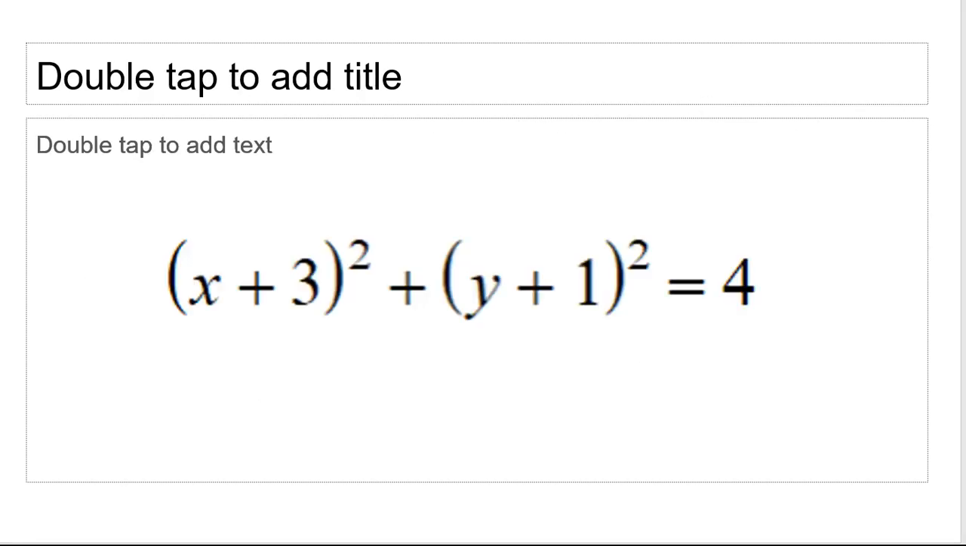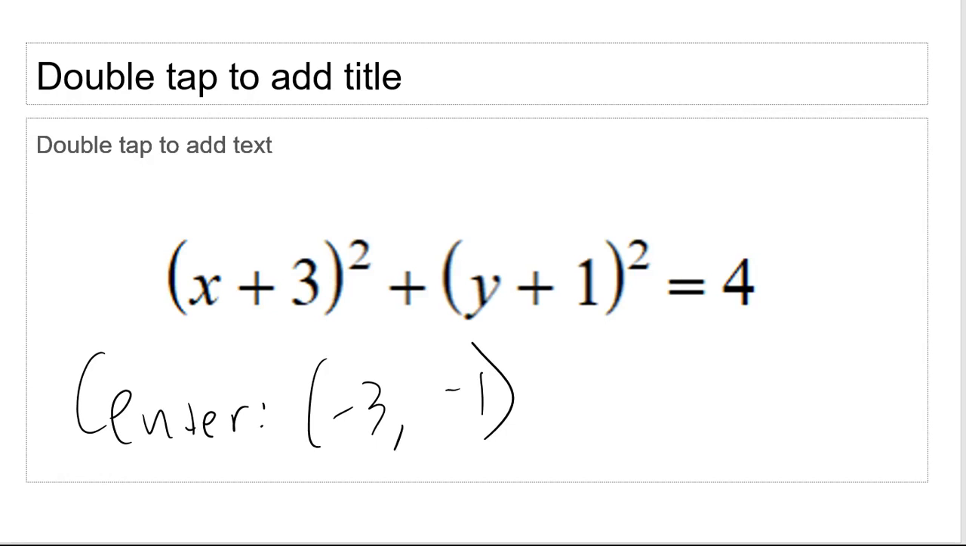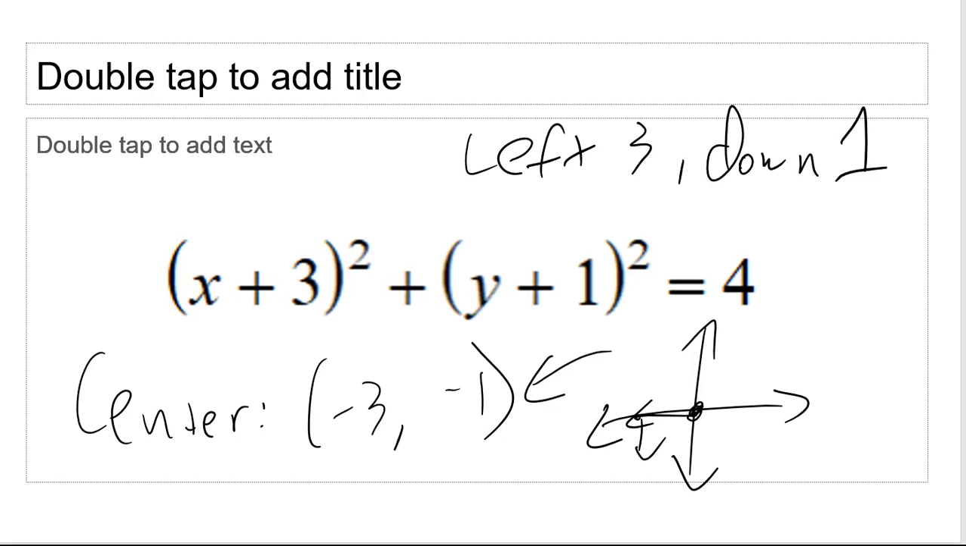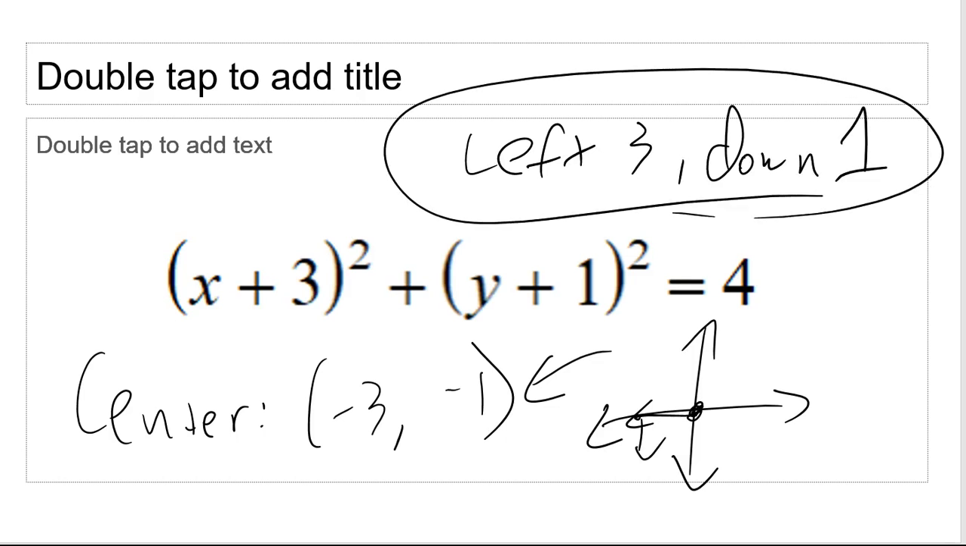Alright, so the problem is going to ask you to describe the translation of this one. What I would recommend first is finding the center. We know how to do that. The center in this one's easy. It's -3, -1. Then I would take that center and describe it. If I were to start at 0, 0, how would I graph this? Well, this tells me to move 3 to the left and down 1. So write that down: left 3, down 1. And that's it. That's your answer. Simple as that. That's all I want you to do right now.